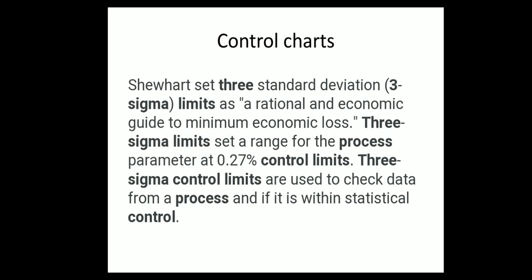Shewhart set three standard deviation limits as a rational and economic guide to minimum economic loss. 3 sigma limits set a range for the process parameter at 0.27% control limits. 3 sigma control limits are used to check data from a process and whether it is within statistical control.